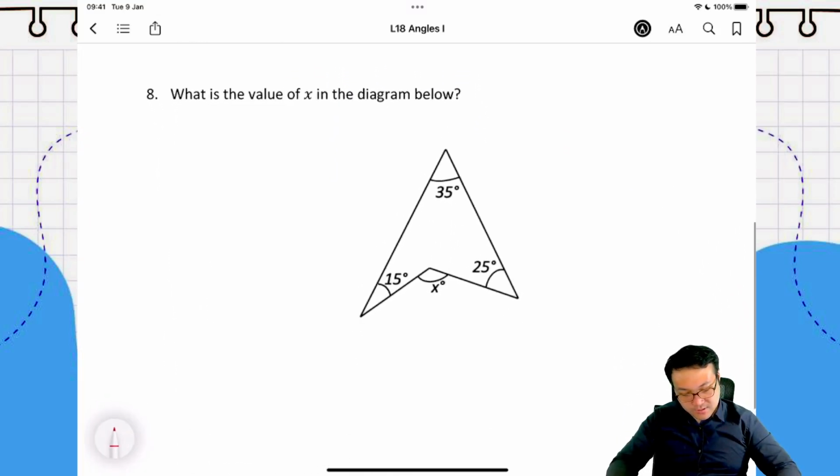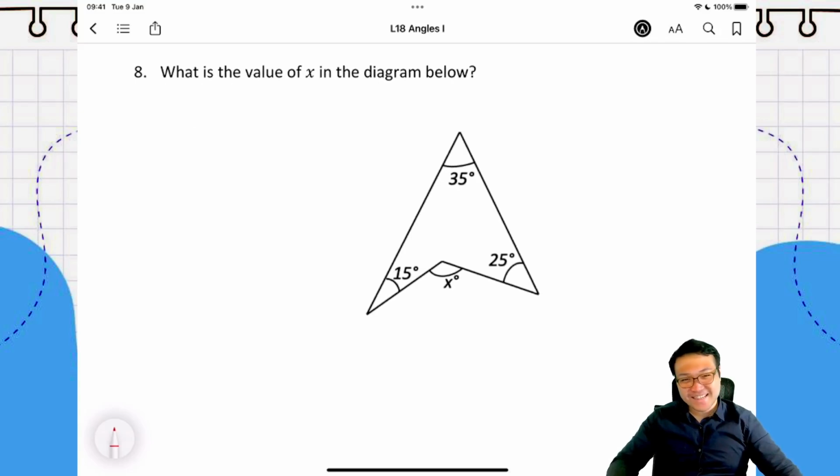Now, what about the next one? I give you 2 minutes. Let's try to find angle X. Your time starts now.